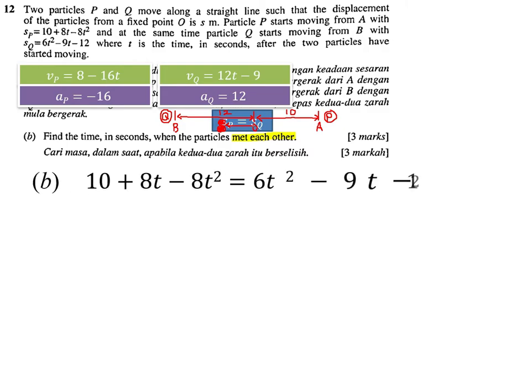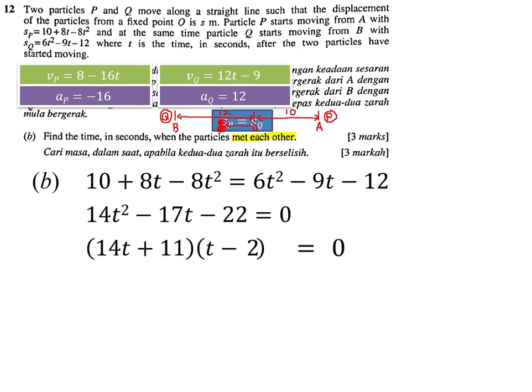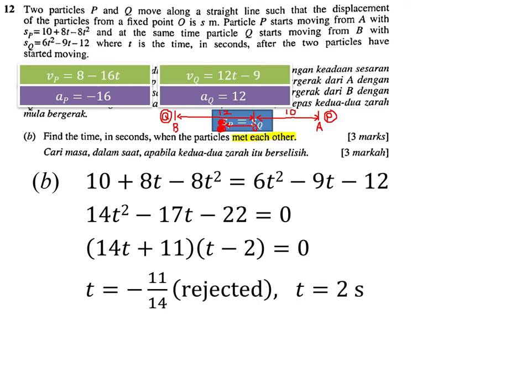Compare. That's it. 10 plus 8t minus 8t squared equals 6t squared minus 9t minus 12. We make it into general form and then we factorize it. And then we get 2 answers here. One is negative 11 over 14 and the other one is 2 seconds. Of course, the time cannot be negative, so we reject it. So here, we know that the time is 2 seconds.